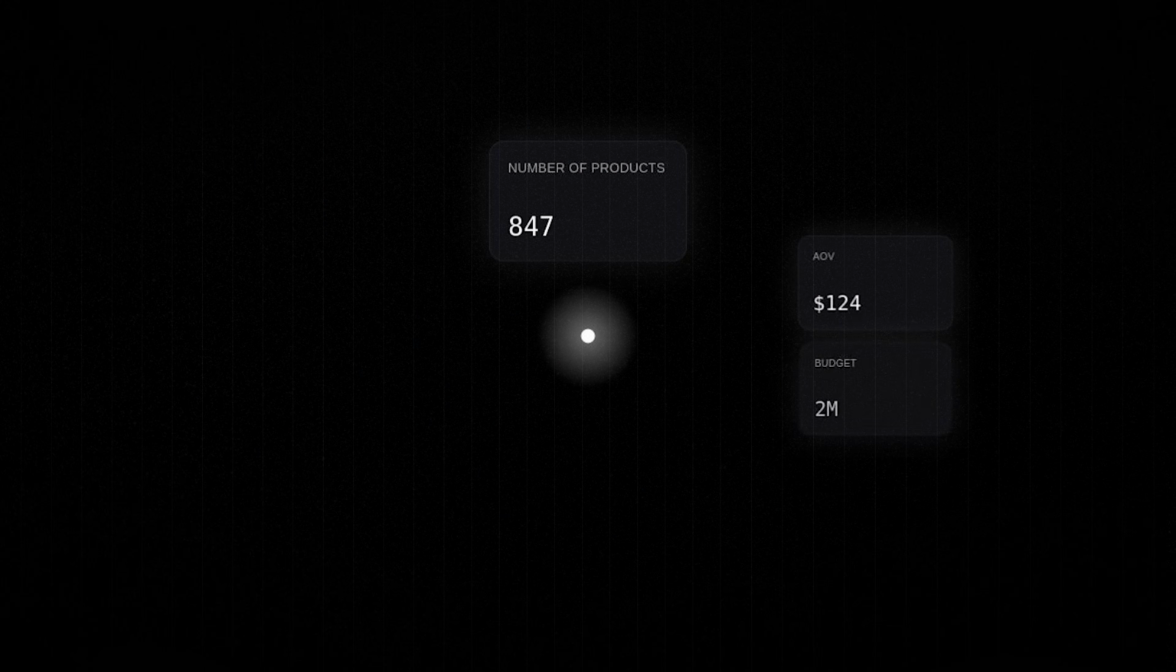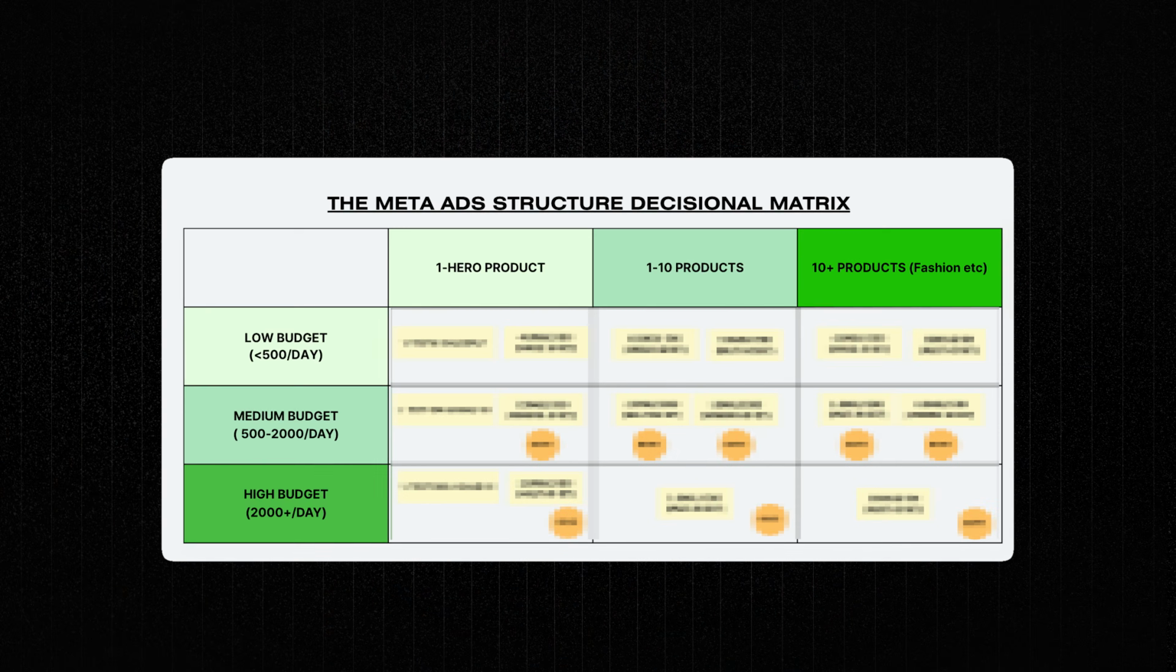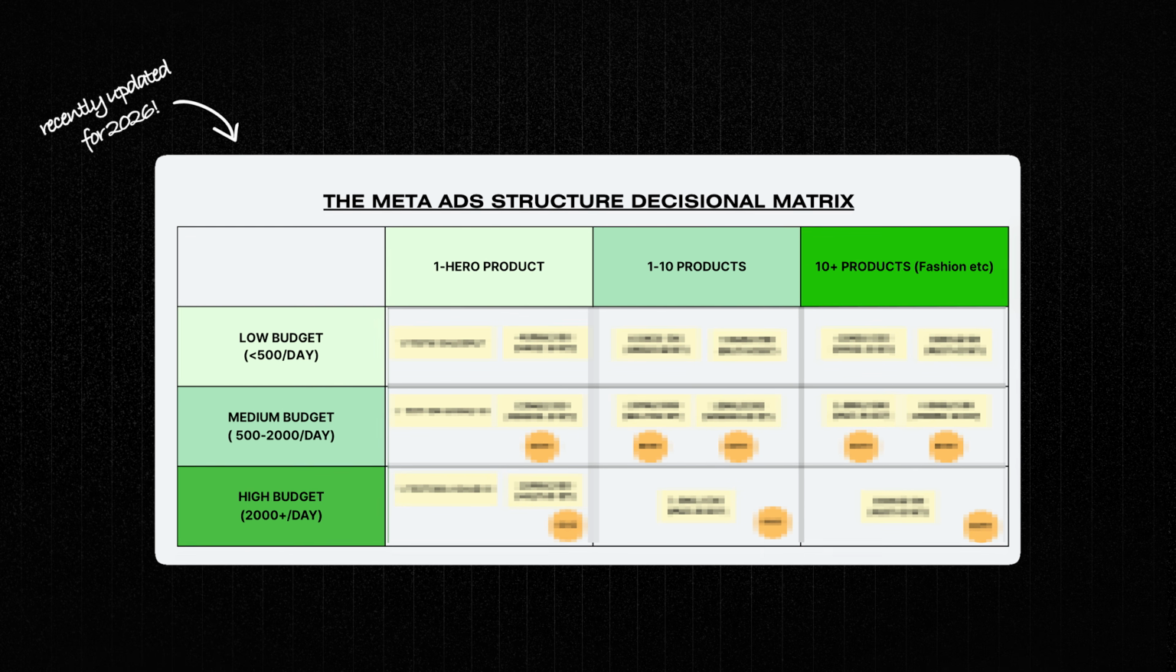You need to use your brain to actually understand what is the best Facebook ad structure that you can use specifically for your brand, based on number of products, AOV, budget, KPIs, and a lot of different variables. So in this video, I will show you exactly what is the Facebook ad account structure matrix that we use in our agency to actually decide which Facebook ad structure to use based on the brand that we work with.